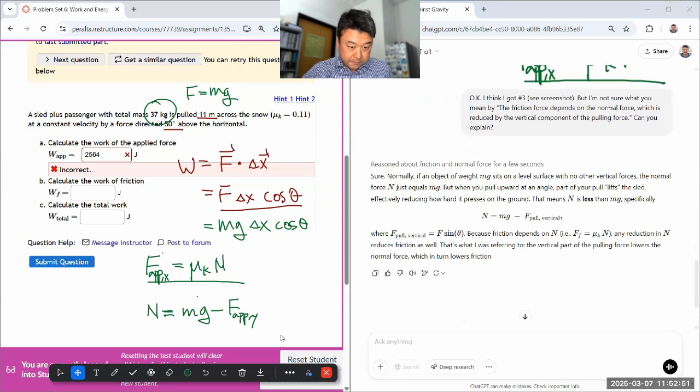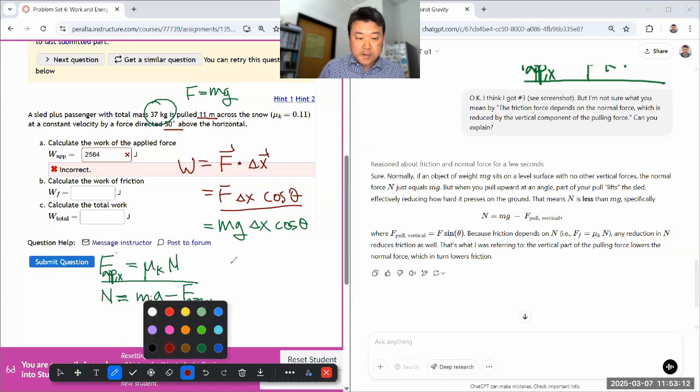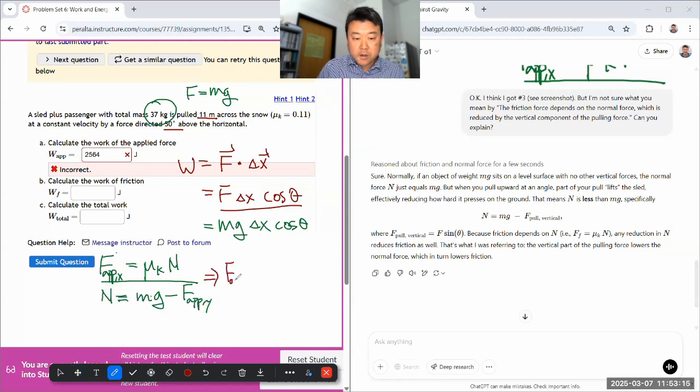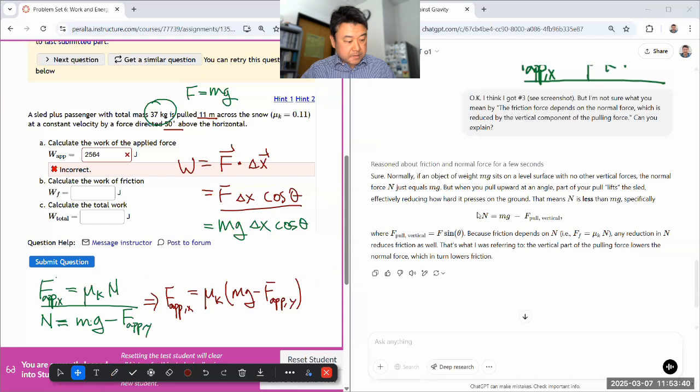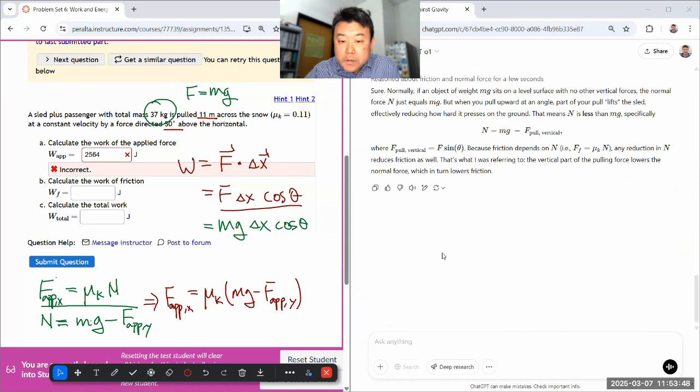So let me write it down. To write down the combined version, so plugging in normal force, I have F applied in the x direction is equal to mu k times mg minus F applied in the y direction. Okay. Let me see if ChatGPT gave me further hint that should help me with this. So I'll say, okay, I got this so far.